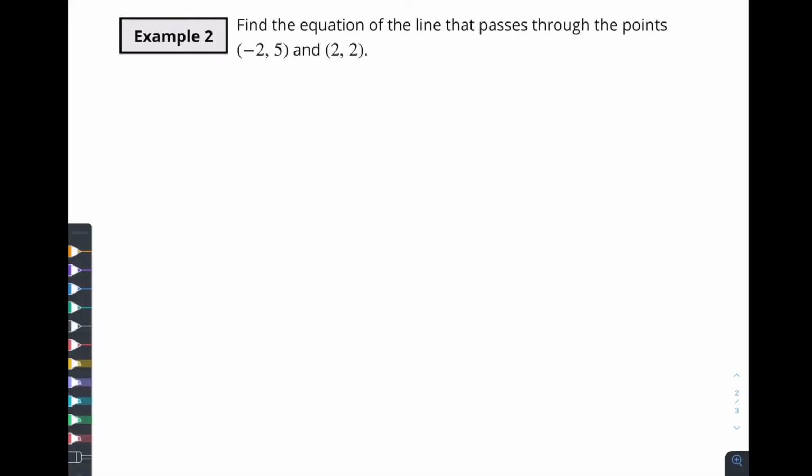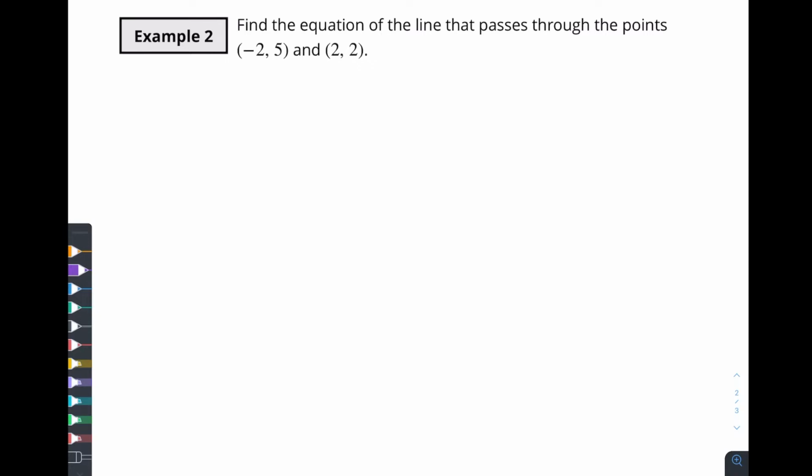In this video, we're going to run through finding the equation of a line where we're given 2 points, and we're going to look at solving it using a couple different methods. Let's get to it. So we're going to try and find the equation of the line that passes through these 2 points. Now, we've talked about in previous videos 2 different methods.